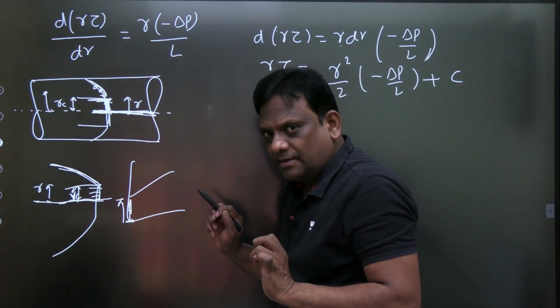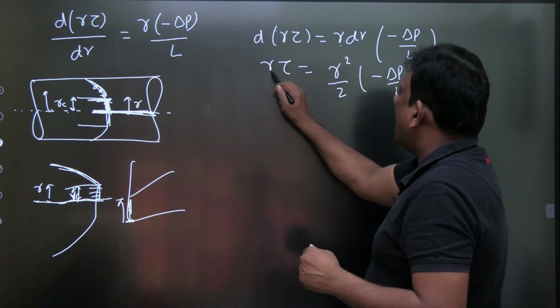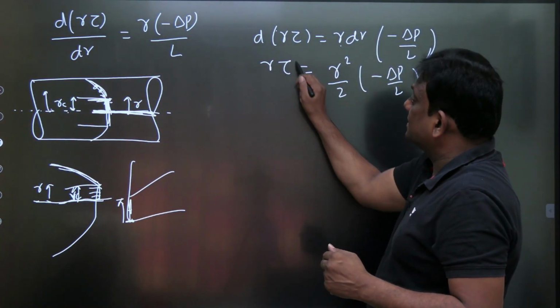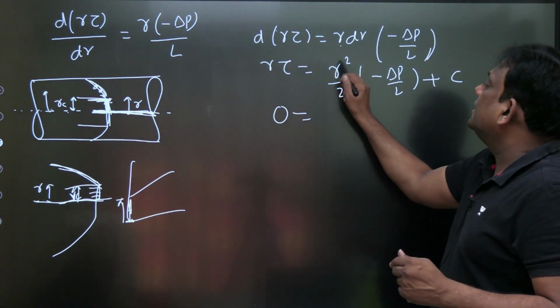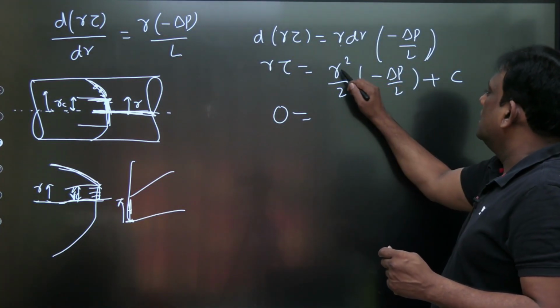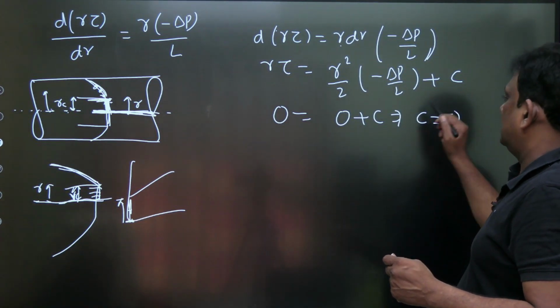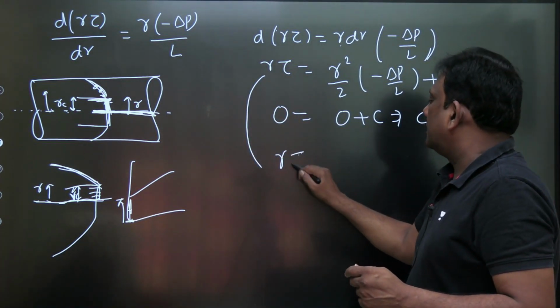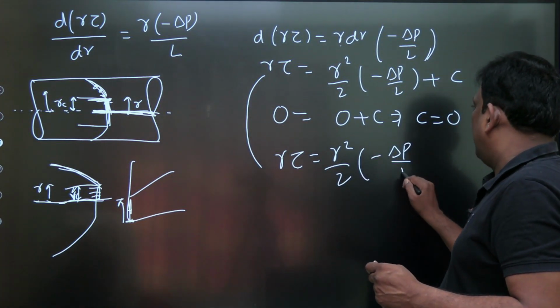But at the center, the radius is 0, since we are measuring from the center. So R is 0, and 0 into something is 0, while the stress on the left is not 0, plus C. So you get the value of C as 0. Therefore, R tau is equal to R square by 2 into minus del P by L.